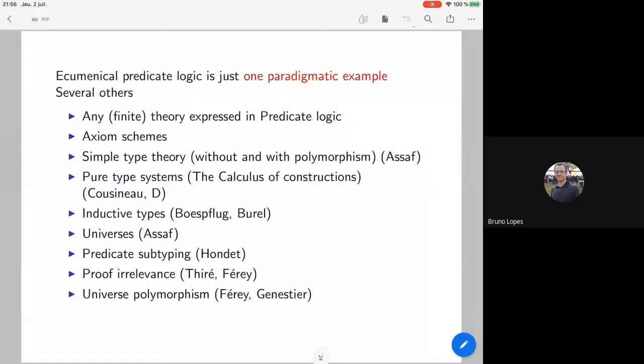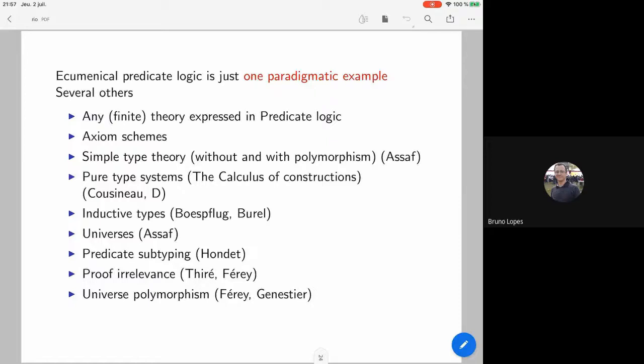And here are some other theories that we have been able to express. You have all these bright people here. I will not mention all their names, but you should read them. So first, of course, any theory which can be expressed in predicate logic can be expressed in deductive. Even if you have axiom schemes, I have shown you just a little bit how we could use the external quantifier to define axiom schemes.